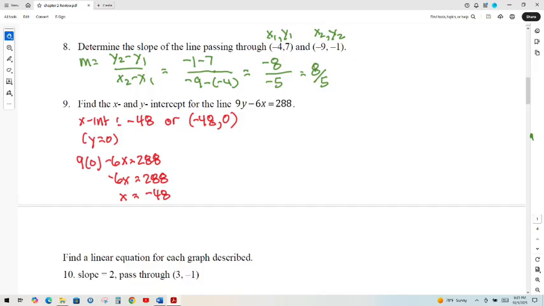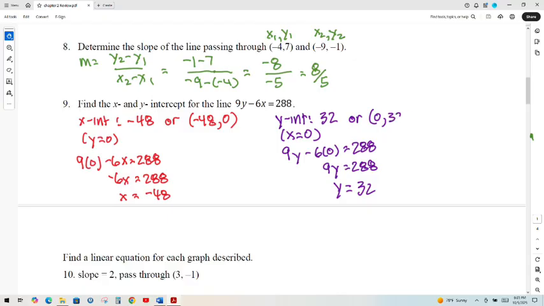Now the y-intercept always occurs when the x is 0. So if we plug the 0 in for the x, we're going to get 9y equals 288, or y equals 32. Or you could write the ordered pair 0, 32. Either way is fine. Now, the next problem, number 10, we're going to start finding linear equations for each of the items described.